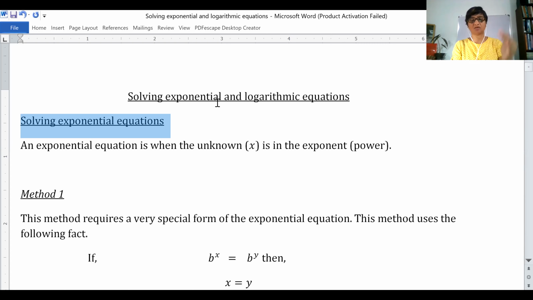Okay, so what I was saying was, even though I have put a big topic here, solving exponential and logarithmic equations, and I took the first subtopic under that as solving exponential equations, that is the only thing that you have in the syllabus. You don't have solving logarithmic equations.